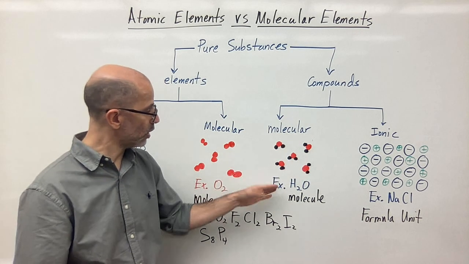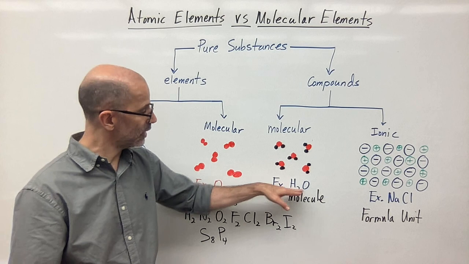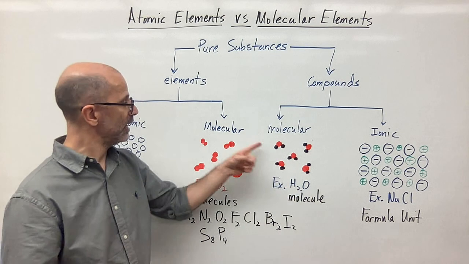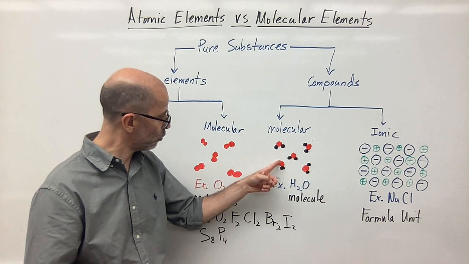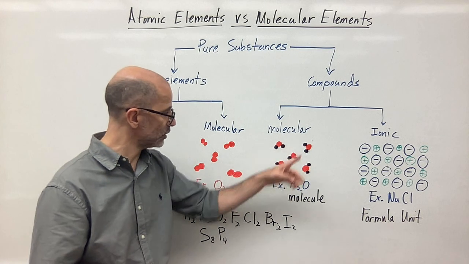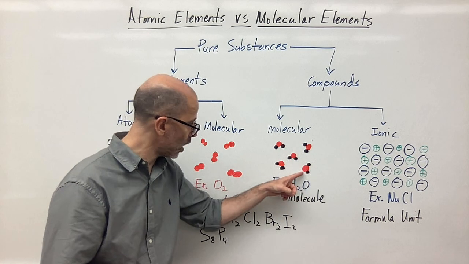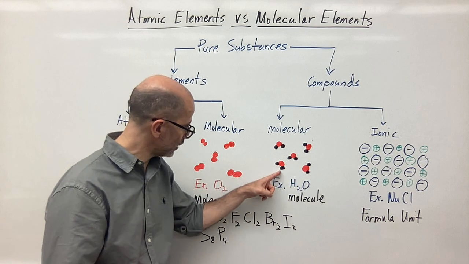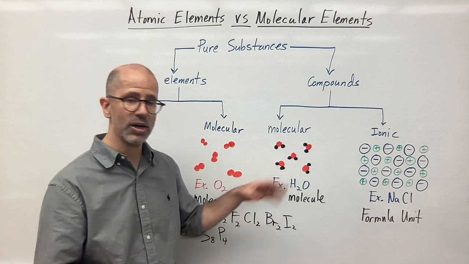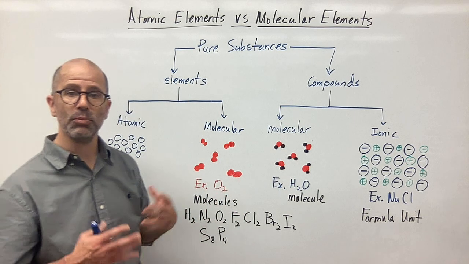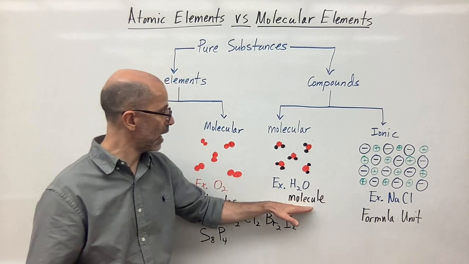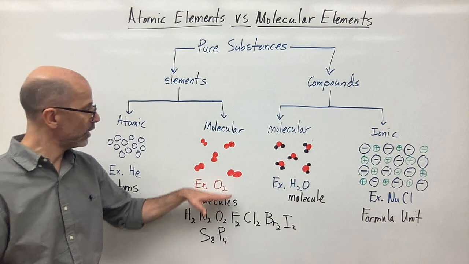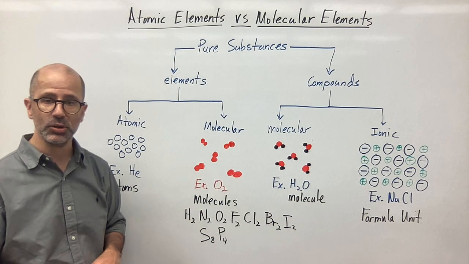So again, water has hydrogen and oxygen bonded together in a unit. Here again, you can see these separate units: 2 hydrogens, 1 oxygen, 2 hydrogens, 1 oxygen. These hydrogens belong to this oxygen. These 2 hydrogens belong to this oxygen. So they are separate units. So they're molecular. So these are molecules. So we have compounds that are molecules, and we have elements that are molecules.